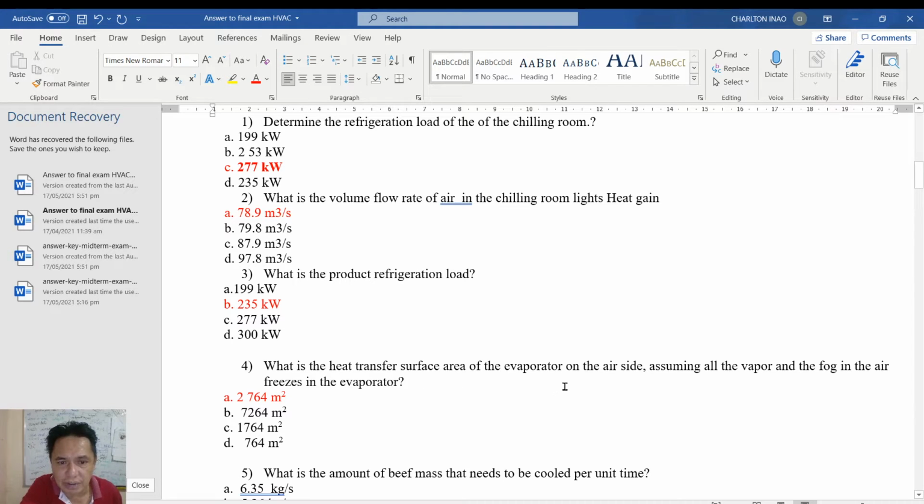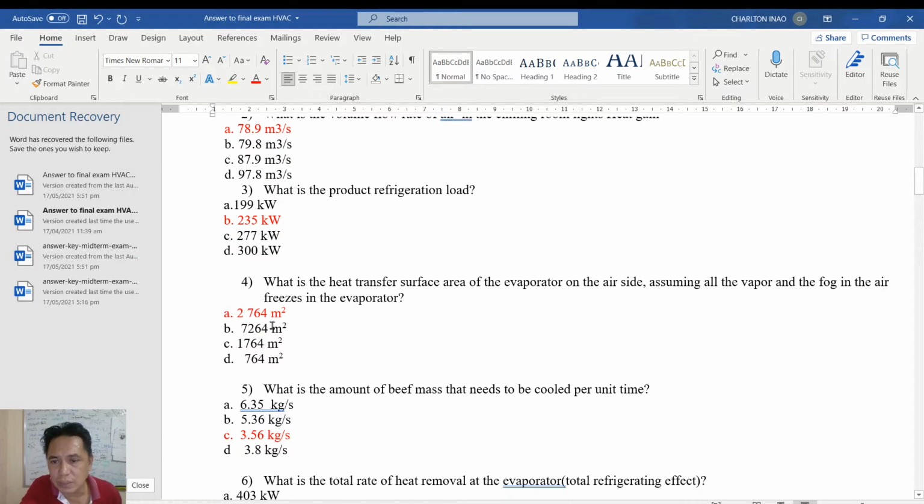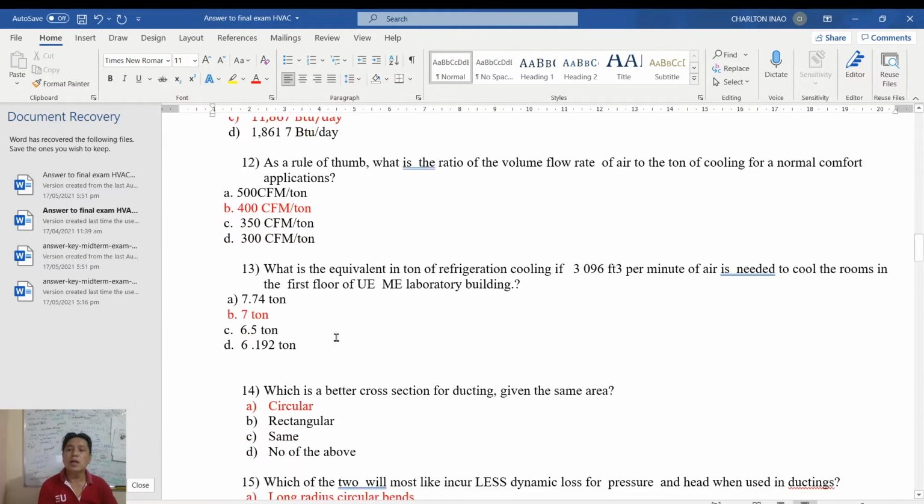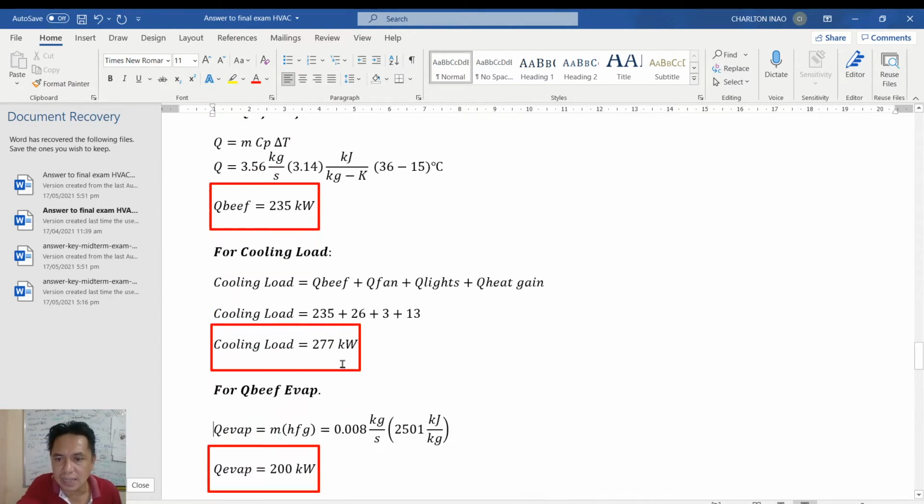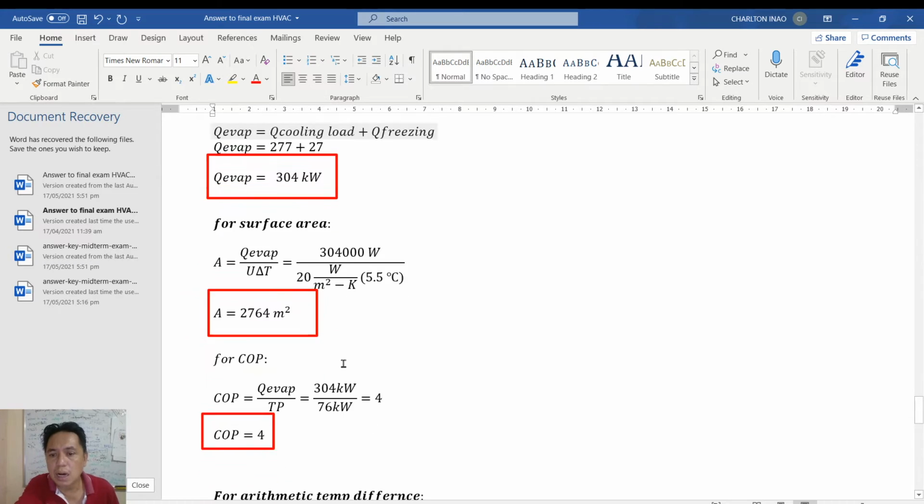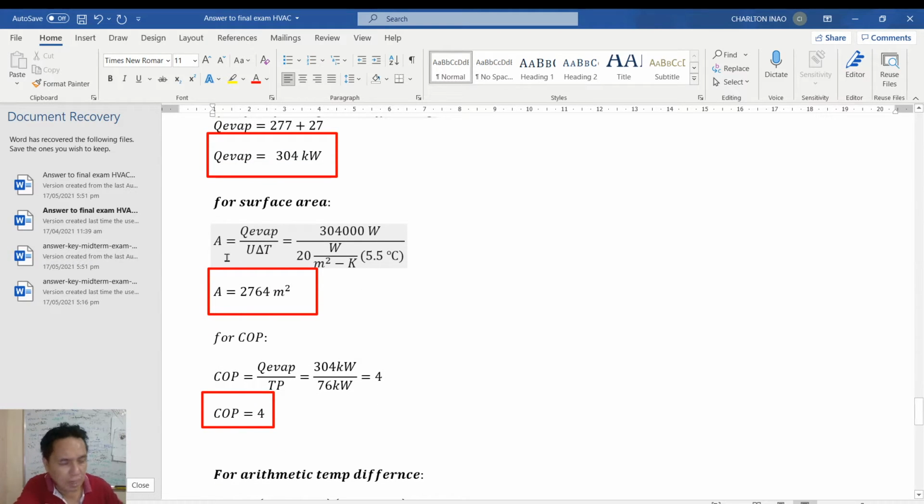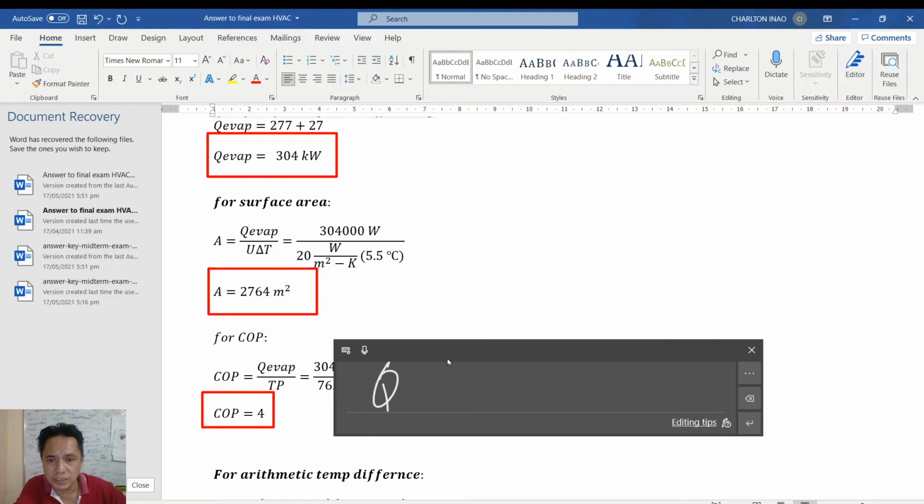What is the heat transfer surface area of the evaporator on the air side, assuming all the vapor and the fog in the air freezes in the evaporator? So we're going to have 2,764 square meters. And how did we get that 2,764 square meters? There's a formula, Q equals UA delta T on the convection side. So U is the overall heat transfer coefficient in terms of convection, A is the area, and delta T is the change in temperature, right?